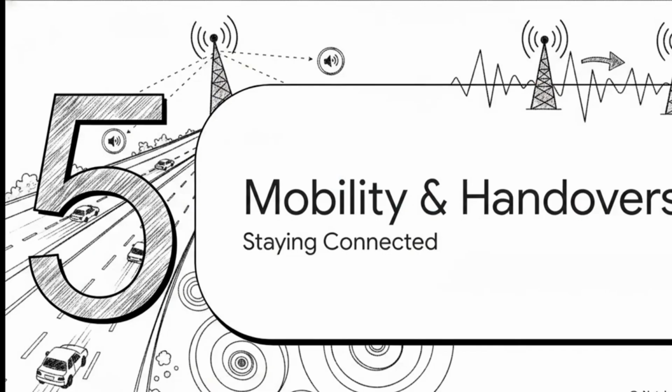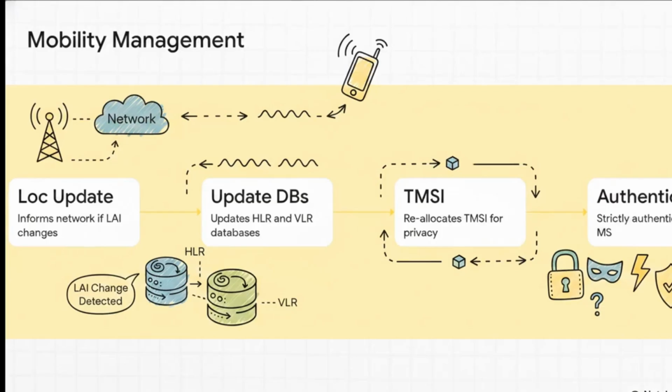Section 5. Mobility and handovers. What happens when things are in motion? It's one thing to stand still, but what if you're literally driving down a real highway while on a call? This is where the magic of mobility management steps in. The network has to constantly know your location to route calls to you. As you travel, your phone detects a change in your location area and immediately requests an update.